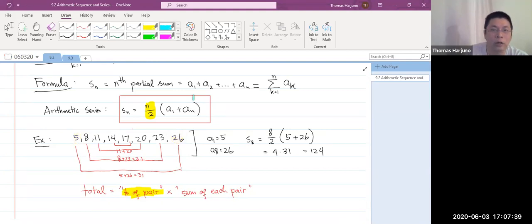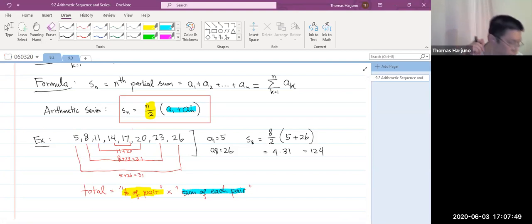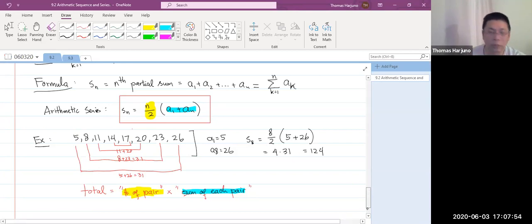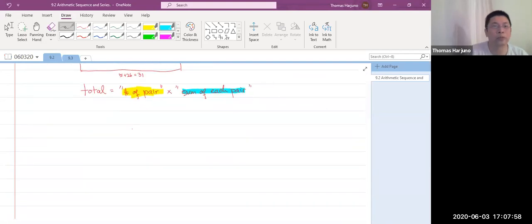Now, the formal proof of that, of course, takes longer to prove, right? That's why I don't go into that. Okay, that's the formula. Now then, we are ready to do problems.